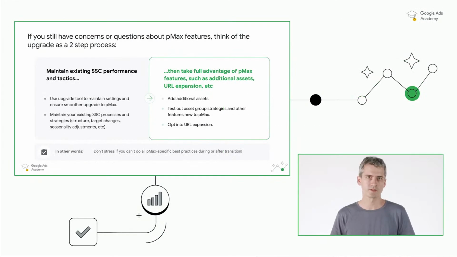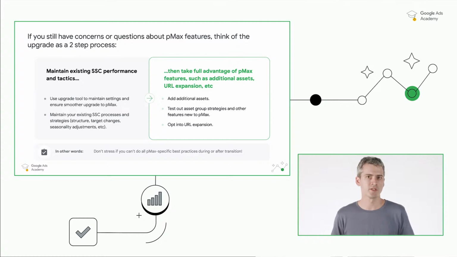If you still have concerns about the upgrade process, one way to think about it is a two-step process. The first step is to maintain your potential Smart Shopping performance and tactics by using the upgrade tool, or just letting the campaign auto-upgrade. By using the upgrade tool, you will have a much smoother rollout, and settings and targets will carry over. After the upgrade to Performance Max, you can keep your Smart Shopping campaign processes and tactics when migrating over as well, such as how you structure campaigns and products, and use features such as new customer acquisition, bidding, seasonality adjustments, and more.